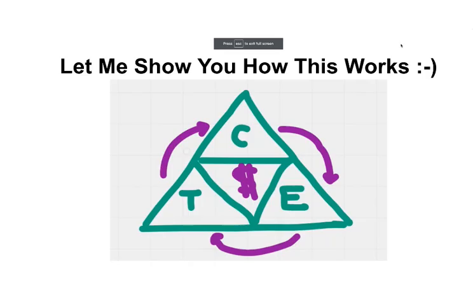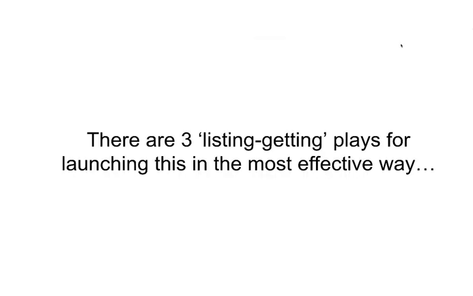So that's how the little $1 million triangle works. Okay. Now, there are 3 simple listing getting plays for launching this in the most effective way. The first one, I call it the top of mind play. Here's what I would do if I were you. And this is how I had Michael and Jeff both start.